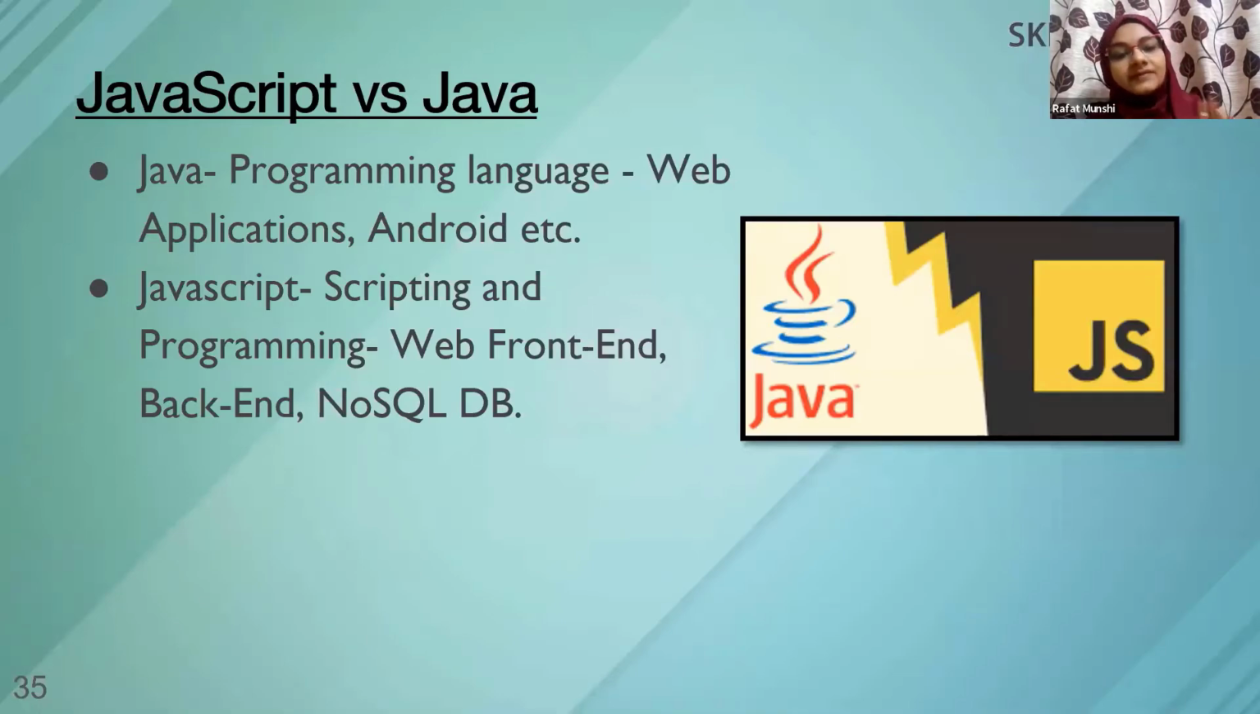JavaScript is used to mainly create the website front end. You can also create the backend of JavaScript using Node.js runtime, and you also have a NoSQL database called MongoDB, which also uses the JavaScript format. But the point is that Java and JavaScript, the uses of both of them are different. Even the paradigms or the thought process behind creating programs in Java and JavaScript is very different.